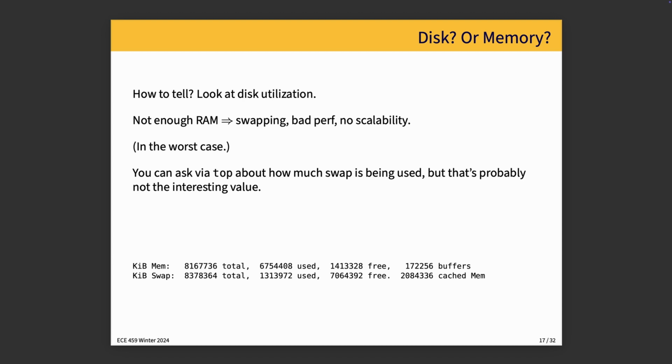You can ask the table of processes tool top about how much swap is being used, but that's probably not an interesting value. Here's, again, a readout from the same Loki machine. It only had 8 gigs of RAM. I built the machine 10 or 12 years ago at this point, so it's not as crazy for it to have 8 gigs of RAM as it would be if I were building it today, right? But it says a lot of this memory is used, but does that actually tell us anything?